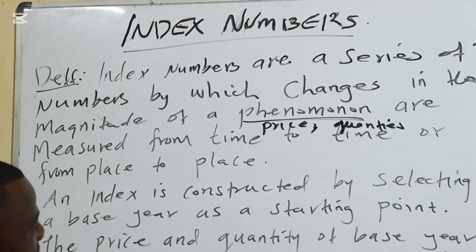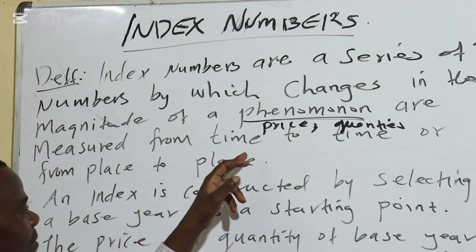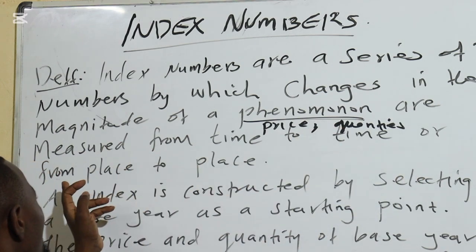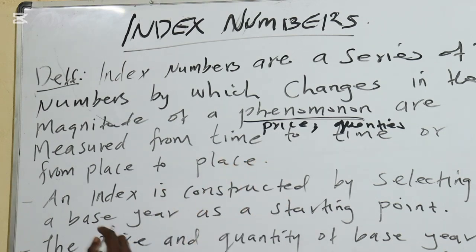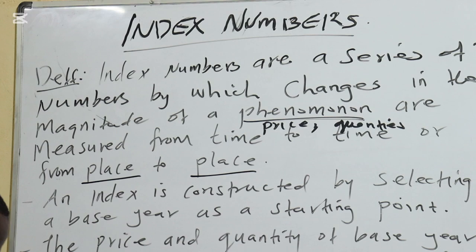Maybe we can say, what was the price of petrol in 2010 as compared to 2021? That is from time to time, or from place to place. When I talk of place to place, maybe you heard from the radios, TV, they are comparing the price of different commodities, maybe in Nairobi, as the price is in Eldoret, in Kisumu.